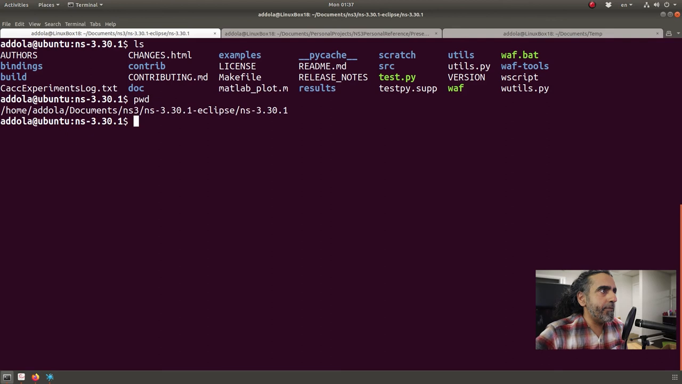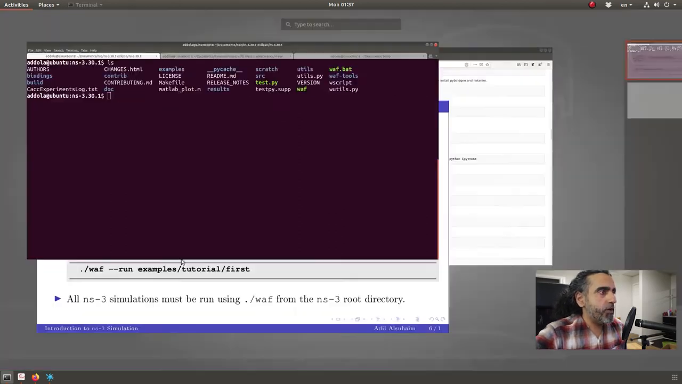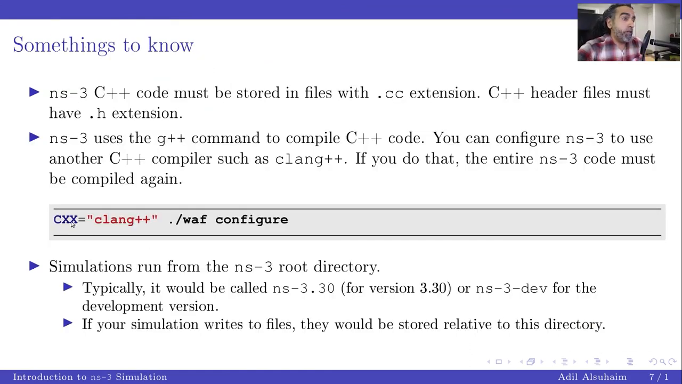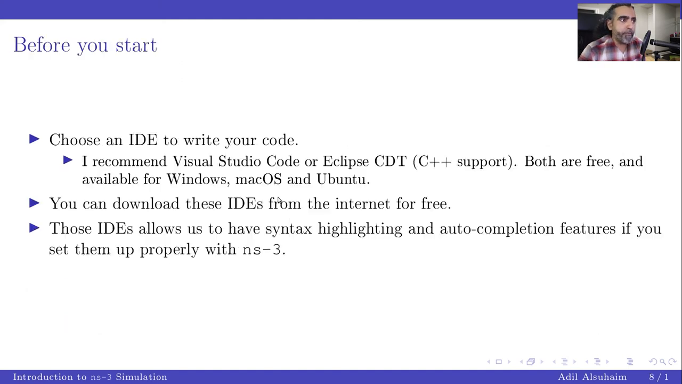Anyway, this is my present working directory. It's ns-3.30.1, so that's the version I'm working with. I actually did upgrade it to 3.31, but I did not change the name of the directory. But anyway, so what am I going to do? Let's go back to the slides, sorry. So you can configure it with Clang++ by doing CXX=clang++ waf configure, and that's if you want to configure a different compiler.